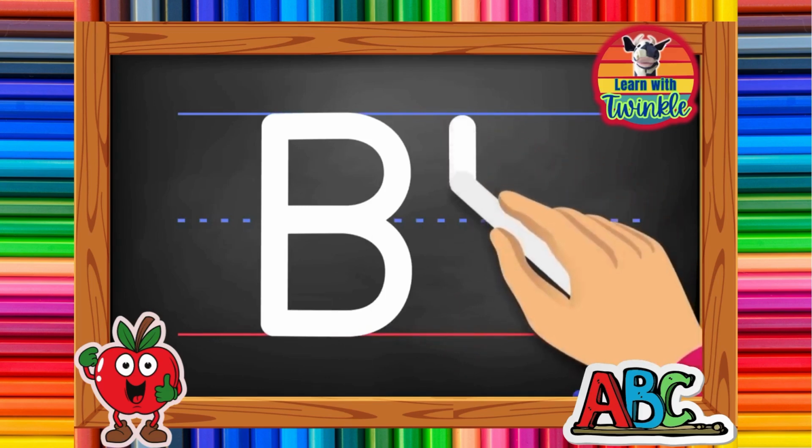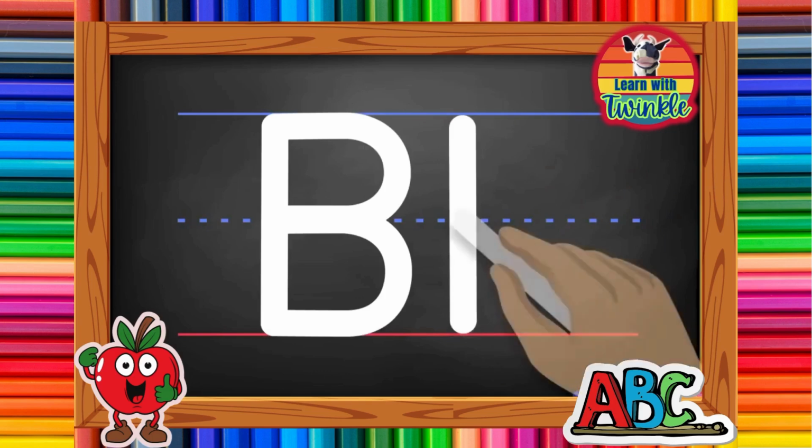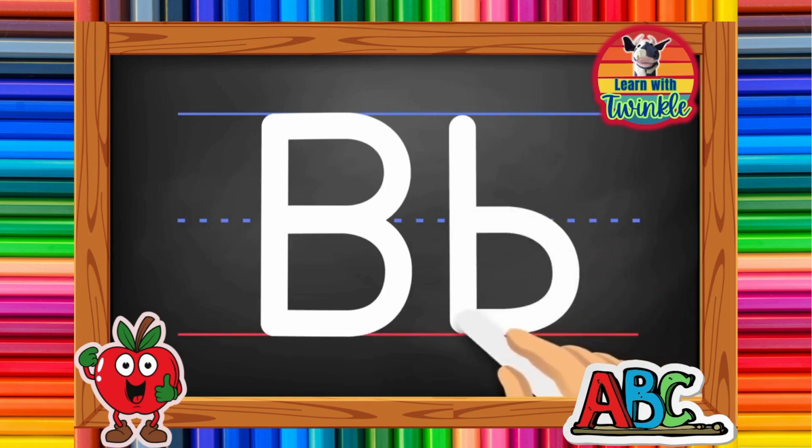Lowercase b. Draw a straight line down. Then from the middle, carve out and back to the bottom.